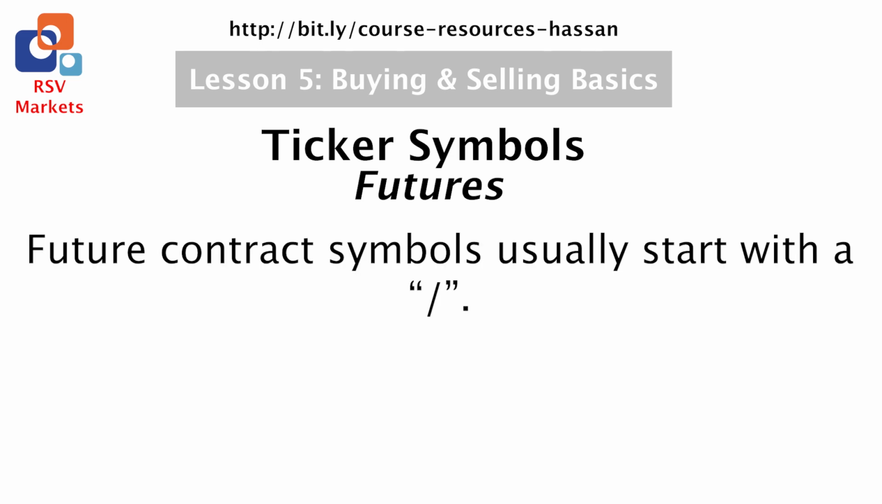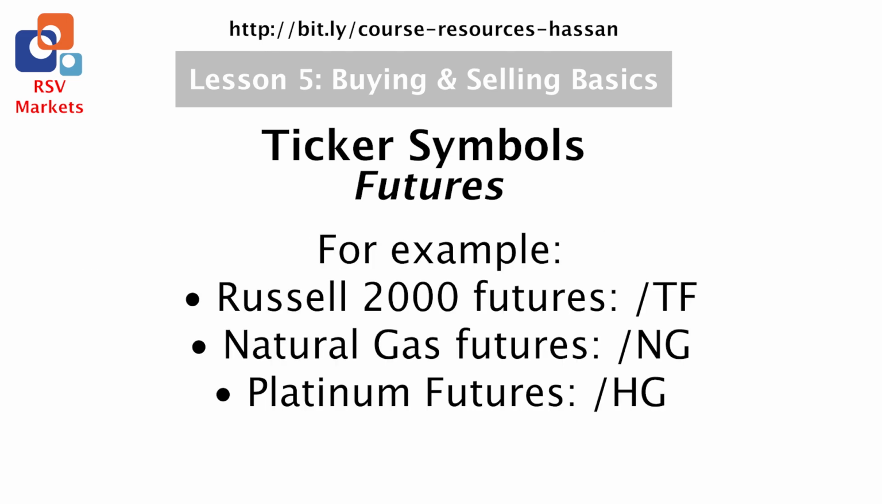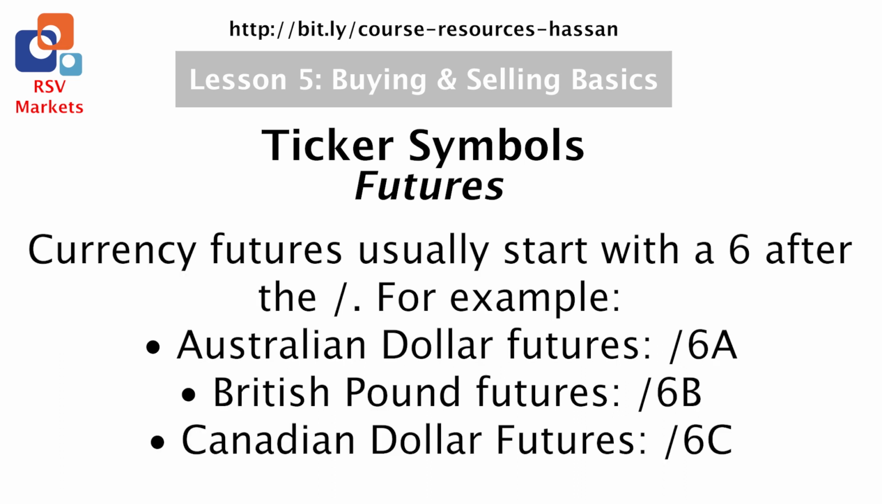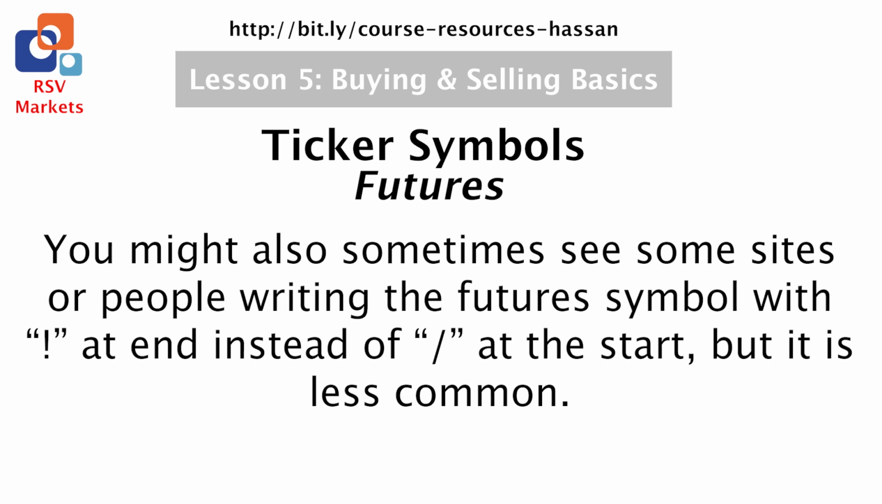Futures. Futures contract symbols usually start with a forward slash. For example, Russell 2000 futures /TF, natural gas futures /NG, platinum futures /HG. Currency futures usually start with a 6 after the forward slash. For example, Australian dollar futures /6A, British pound futures /6B, Canadian dollar futures /6C. You might also sometimes see some sites or people writing the futures symbol with an exclamation mark at the end instead of a forward slash at the start, but it is less common.